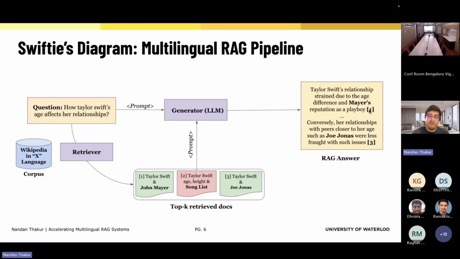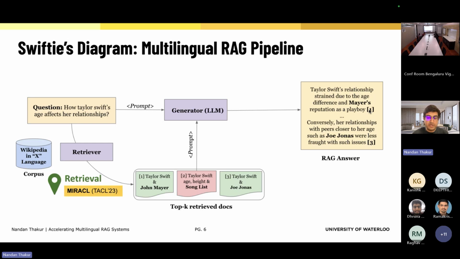Once you have retrieved your top K documents for a given question, you use them along with the question in a prompt and provide it to the generator model. After the generator model gets the question and the retrieved documents, you have the RAG answer generation stage, where the generator model answers using the context present in the top K docs and the question as well.